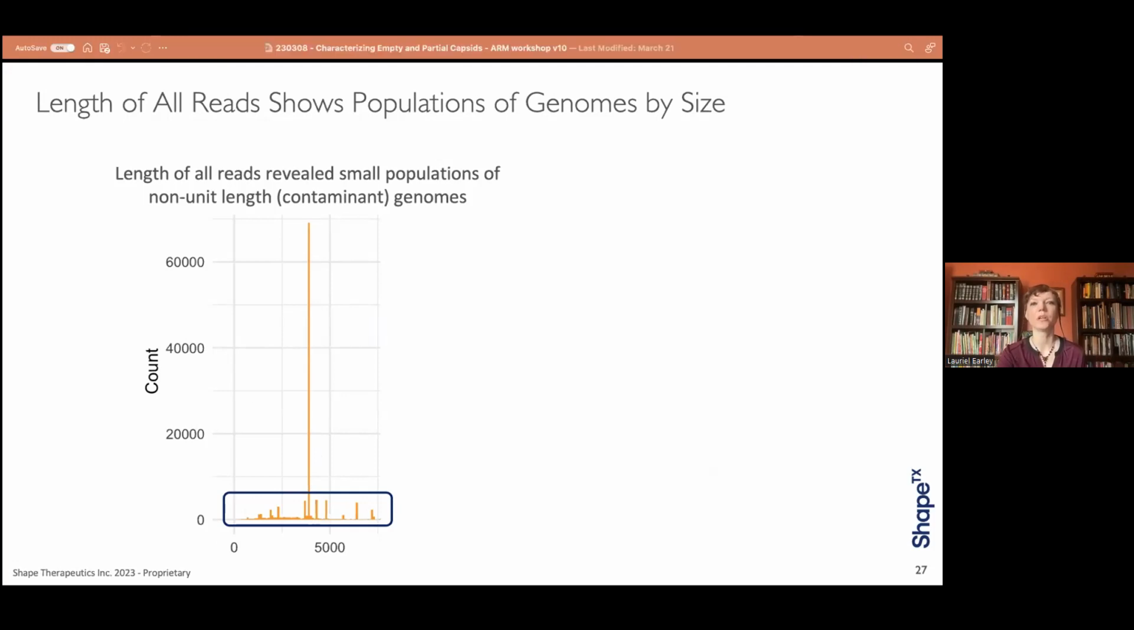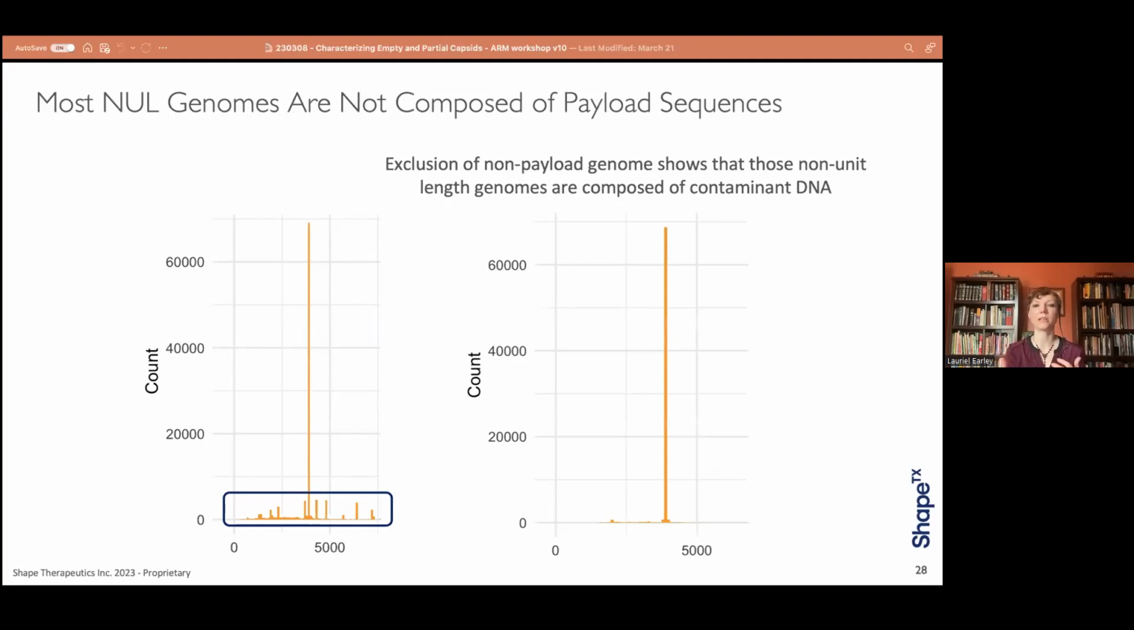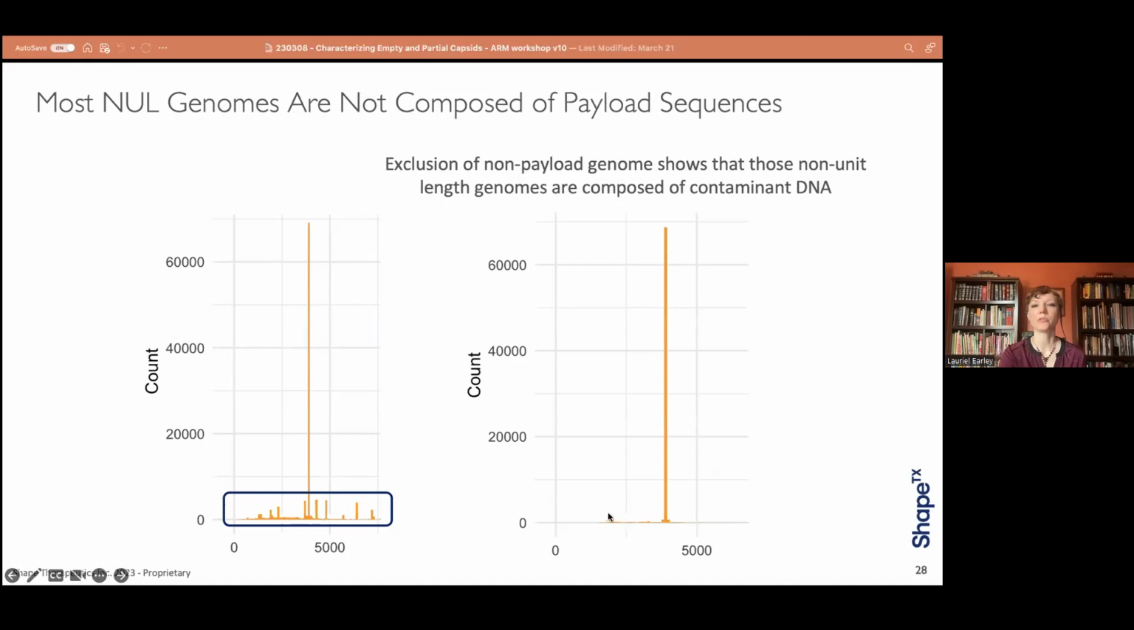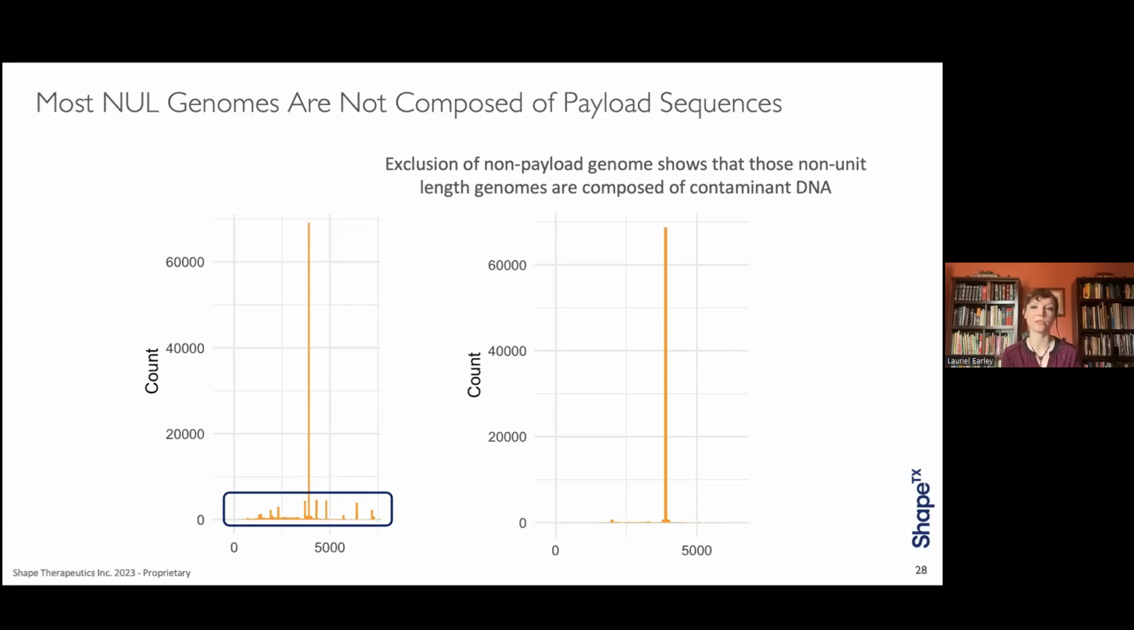When we then exclude everything that doesn't match the payload, we can see again that most of these small pieces down there actually don't contain payload DNA. They're going to contain maybe that plasmid DNA or some other contaminant DNA. In our payload matching genomes here, we can also see small populations near the bottom of the graph, and we can actually use the long read sequencing to know what those look like.